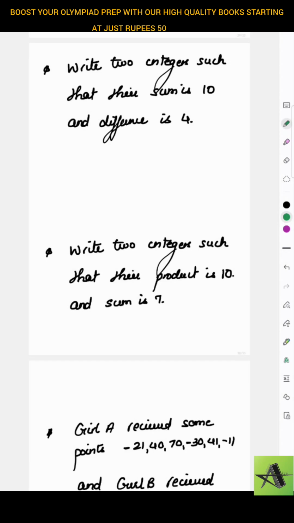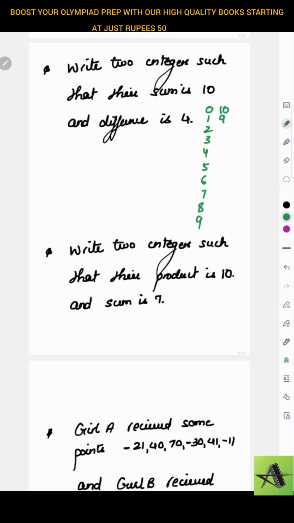Question 1 says: write two integers such that the sum is 10 and the difference is 4. It's simple. You have to find two integers whose sum is 10, and we can start with 0 obviously. So 0, 1, 2, 3, 4, 5, 6, 7, 8, 9. If I'm taking my first integer as 0, what should the second integer be so that the sum is 10? It will be 10 itself. Okay. Now the next: if I'm taking 1, then what will be the answer? Obviously it has to be 9. Okay.